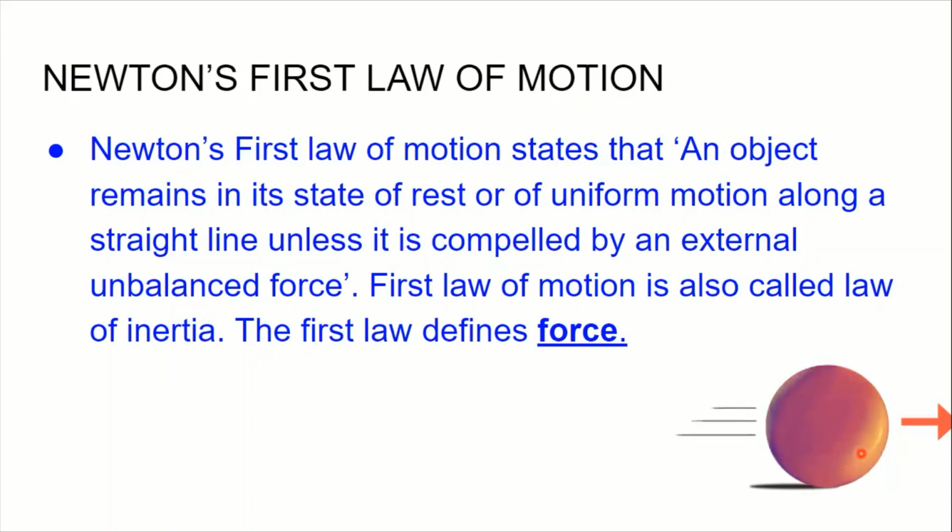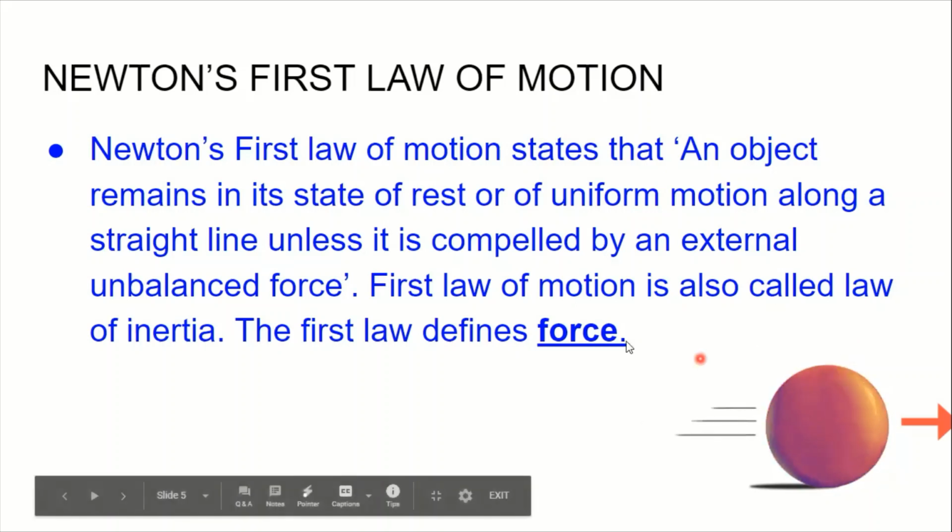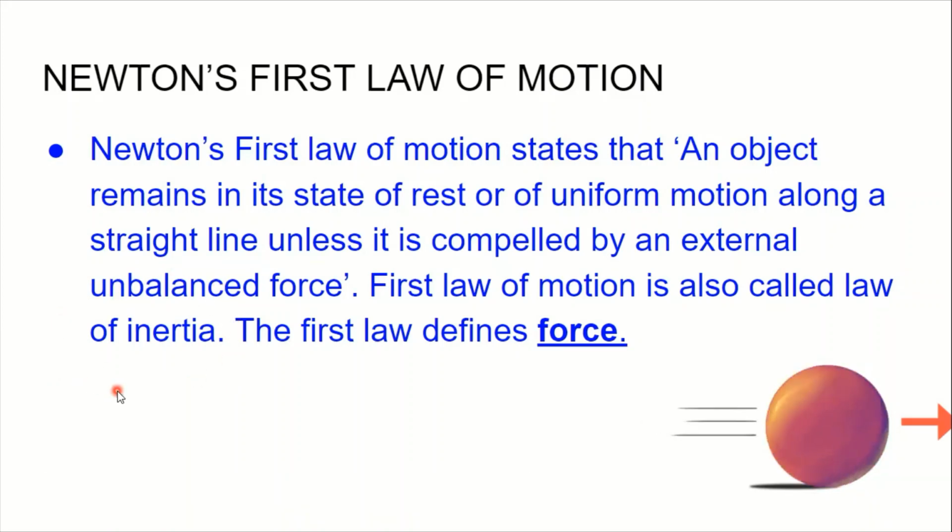Otherwise, this ball will continue to move and then it will stop on its own. When it stops on its own, there is no other external unbalanced force. When we apply a force to stop this ball, there is an external unbalanced force. So this is Newton's first law of motion. The first law of motion is also called the law of inertia. We'll see what inertia is. The first law defines force.